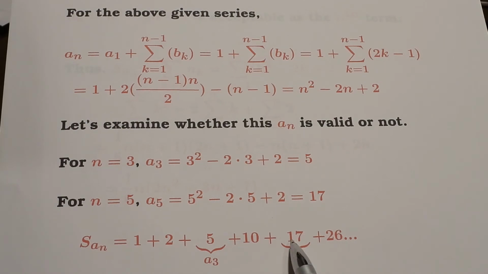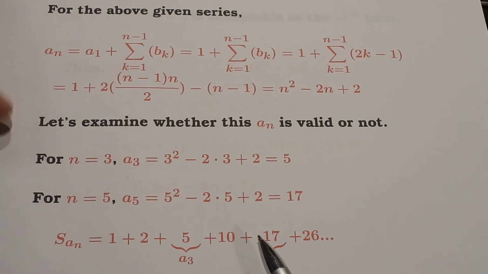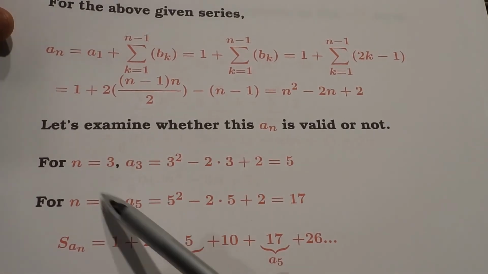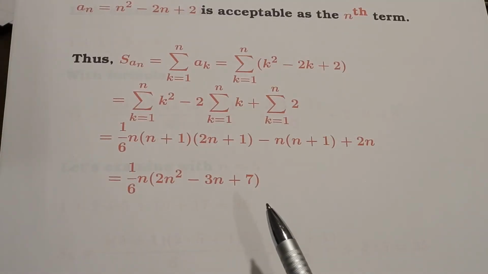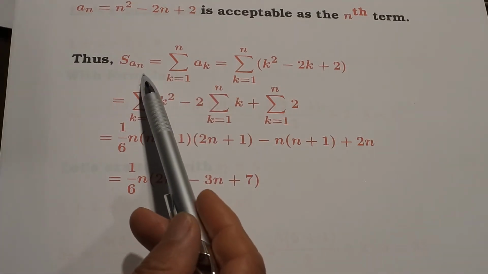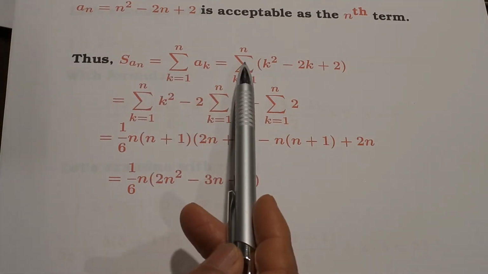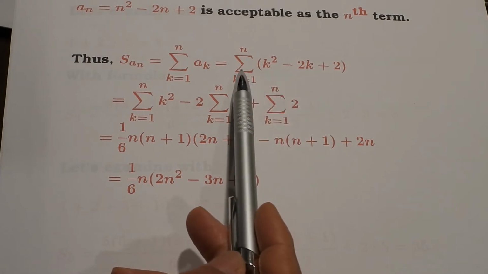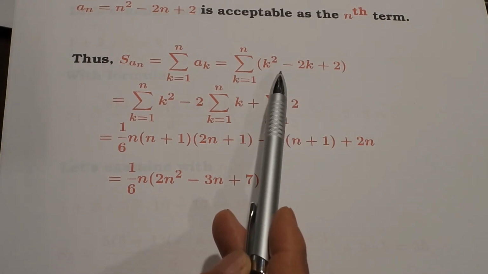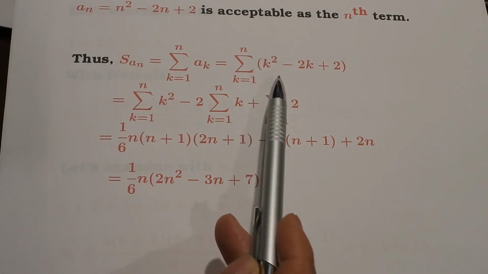Fifth term is 17. We saw that. So we verified with 3 and 5, two cases. So we can accept it, right? Now to get the sum, you just use sigma notation, and again multiply out using the distributive property.